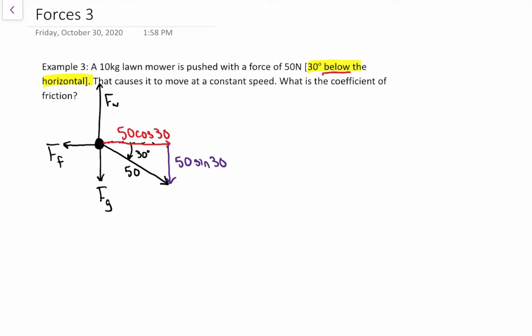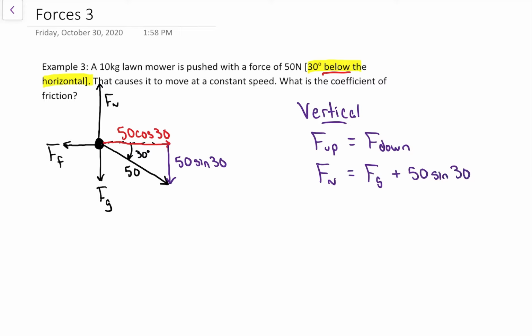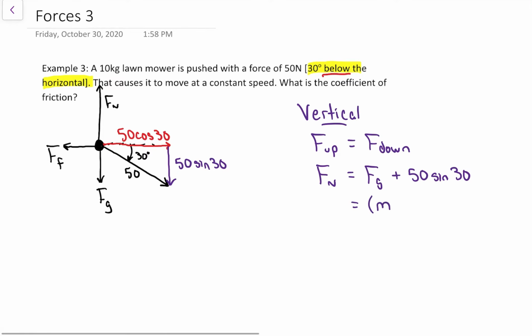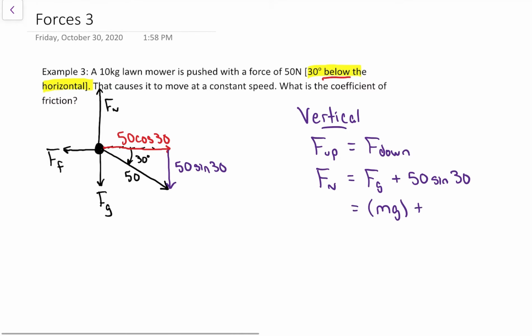To figure out the coefficient of friction, I need to know the normal force, so I'm going to start with the vertical. It's not a boring scenario. We've got up forces and downward forces. They need to completely cancel each other out. In this case, what's different, since we're pushing it below the horizontal, I've only got one upward force. That's the normal. There's two downward forces. Gravity's pulling it down, and that component of the applied force is pushing it down. The normal has to be larger than it usually is to cancel out, to take into account the fact that we're pushing it downward.